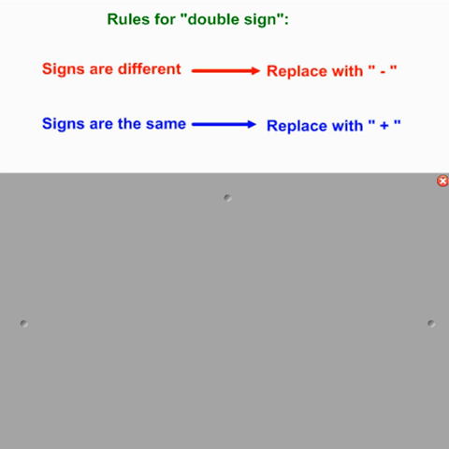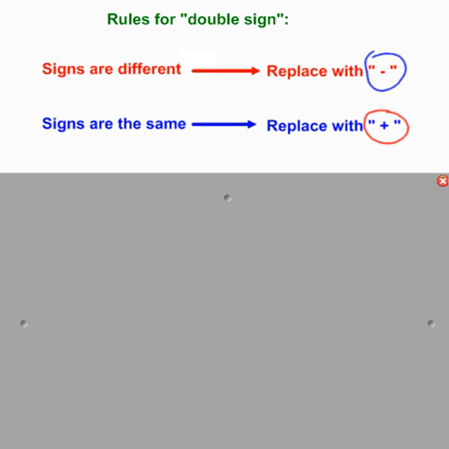So here are the rules you're going to use for a double sign. If the two signs are right next to each other and they're different, you're going to replace them with a negative sign. And if the signs are the same, they're right next to each other, but they're the same sign, you're going to replace them with a positive sign.